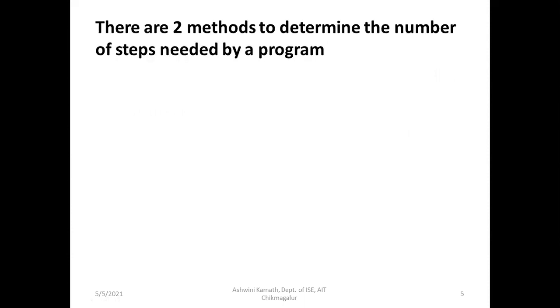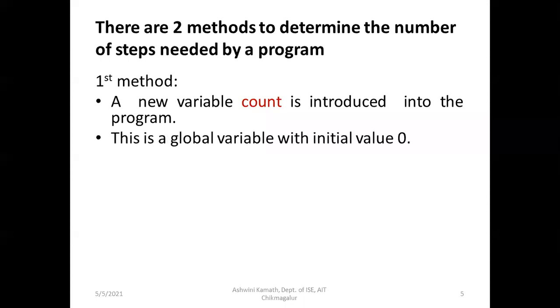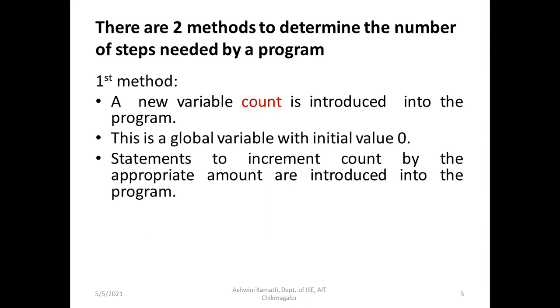There are two methods to determine the number of steps needed by a program. Today we'll discuss one method; in the next class, we'll discuss another. So what is the first method? A new variable count is introduced into the program. This is a global variable with initial value 0. Statements to increment count by the appropriate amount are introduced into the program.